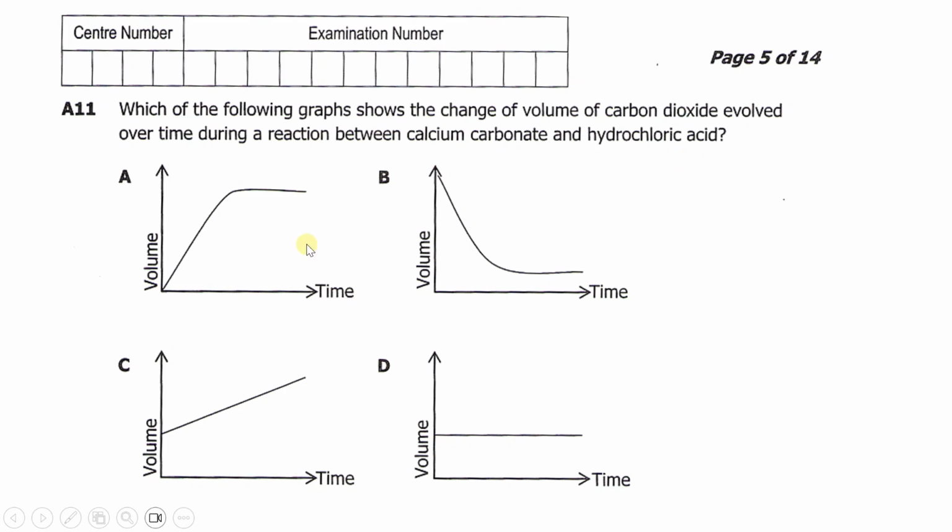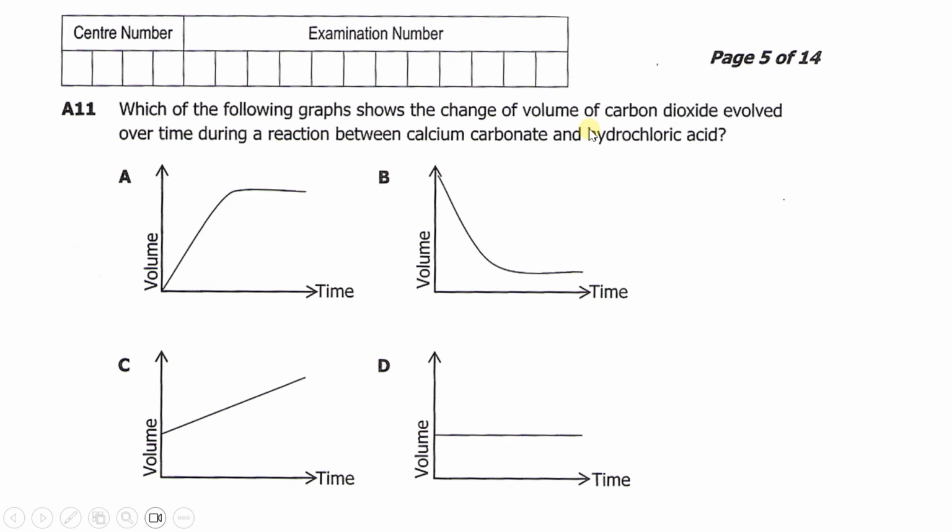Okay, so these graphs here, the one that indicates volume and time should have volume on the vertical axis, time here, and to evolve is to produce. So when calcium carbonate and hydrochloric acid are reacting, one of their products is carbon dioxide and the other one is calcium chloride. Now this carbon dioxide is a gas, so at the start of the experiment you expect there not to be carbon dioxide. But as the reaction proceeds, the carbon dioxide level will start rising, and then as the reaction ends, the production of carbon dioxide will stop.